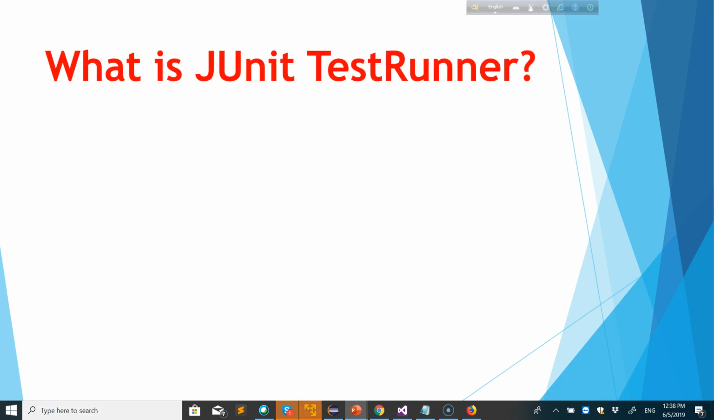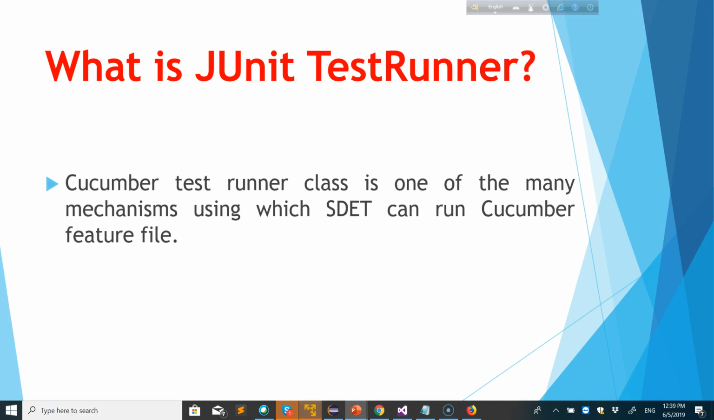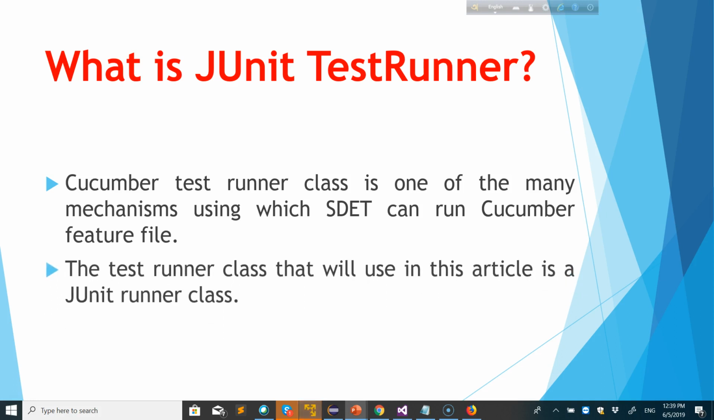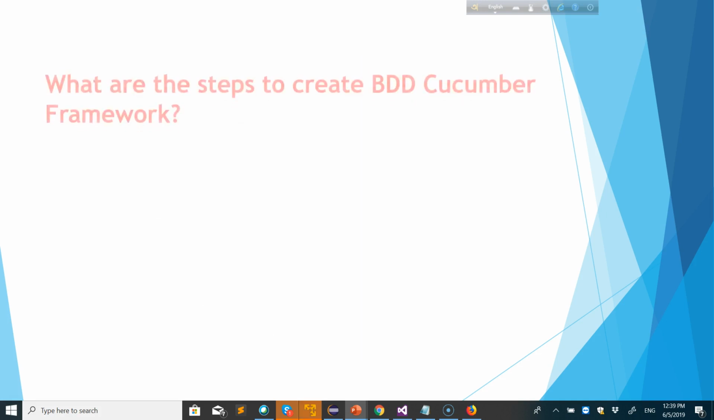All right, and what is JUnit? Third, we need a JUnit test runner, because in Cucumber, we don't have a main method using which we can execute the tests. Okay, so to run the test, we need a class that is a JUnit test runner class. We have to create it, okay? And the Cucumber test runner class is one of the many mechanisms using which a software test engineer or QA engineer or software development engineer in test can run a Cucumber feature file. The test runner class that we'll use in this article is the JUnit runner class.